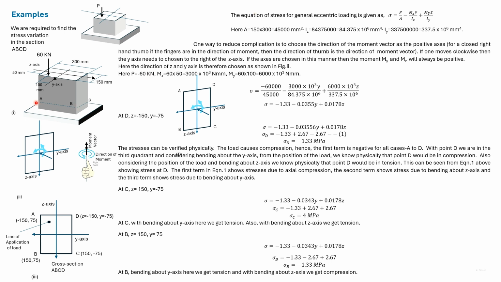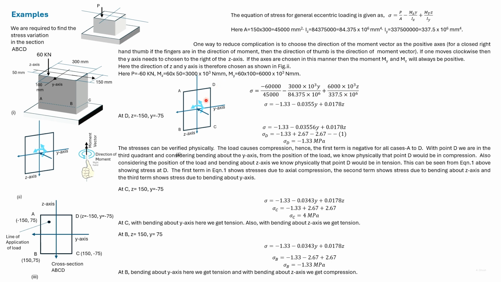We consider a section ABCD. For this rectangular portion, we find the area, Iz and Iy. We next substitute the values in this equation. Here P is negative, and as earlier mentioned, both Mz and My will be positive based on the direction of the axes chosen. So here we have an expression of sigma in terms of y and z.